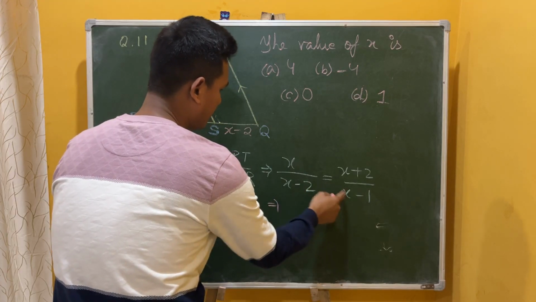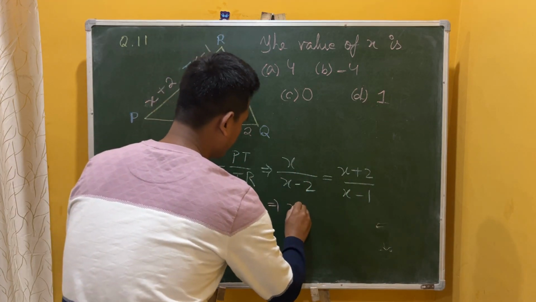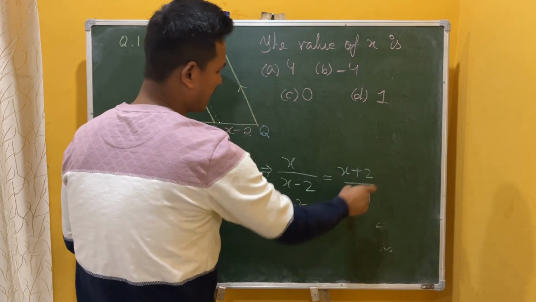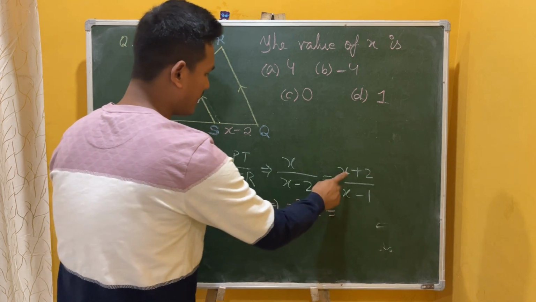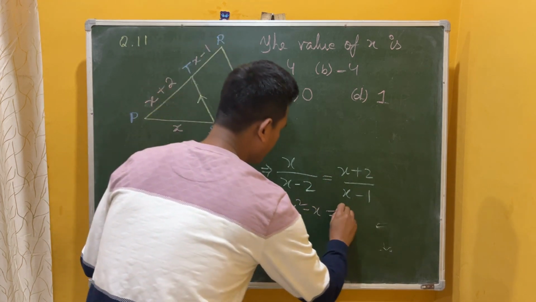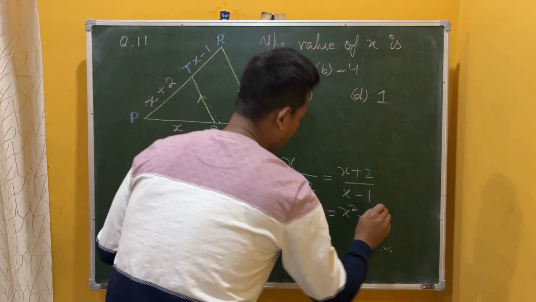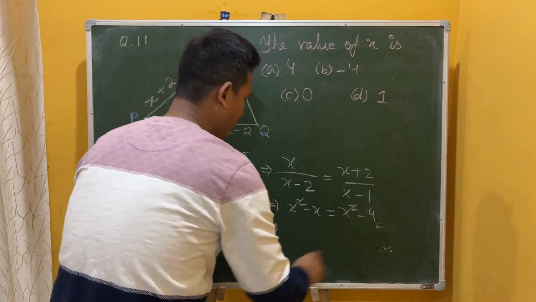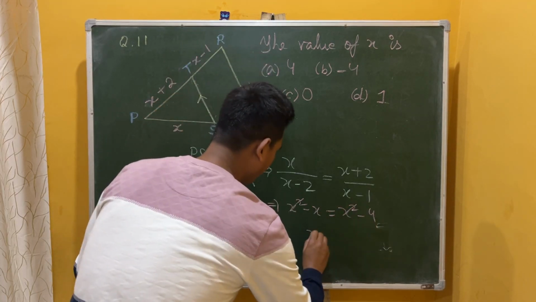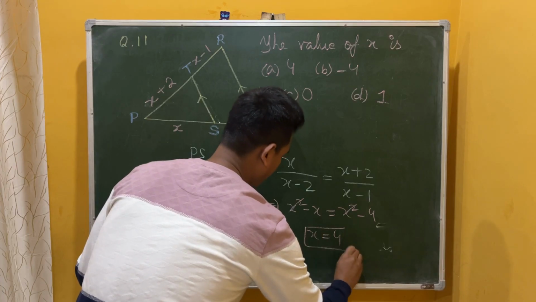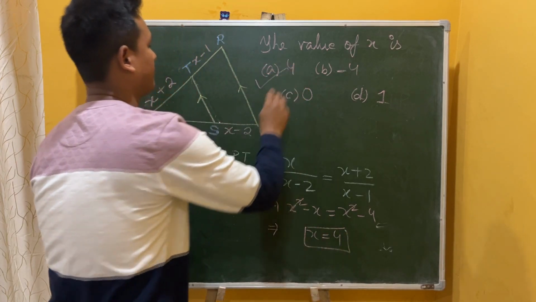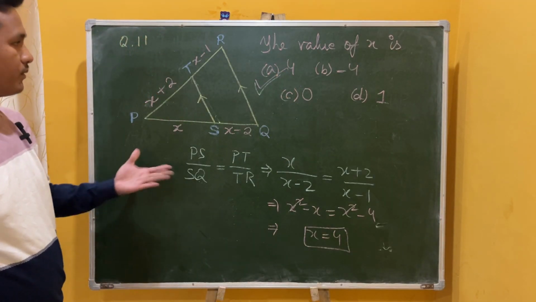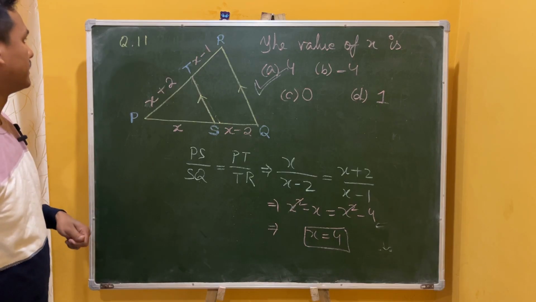If this comes here and you multiply, the answer is x square minus x. And if this goes to the other side and multiplies with x plus 2, it is a plus b into a minus b, which is a square minus b square. It is 4. So x square and x square get cancelled. Minus x equals minus 4. So x equals 4. This is our answer. So I hope you understood. Let's move on to the next question.